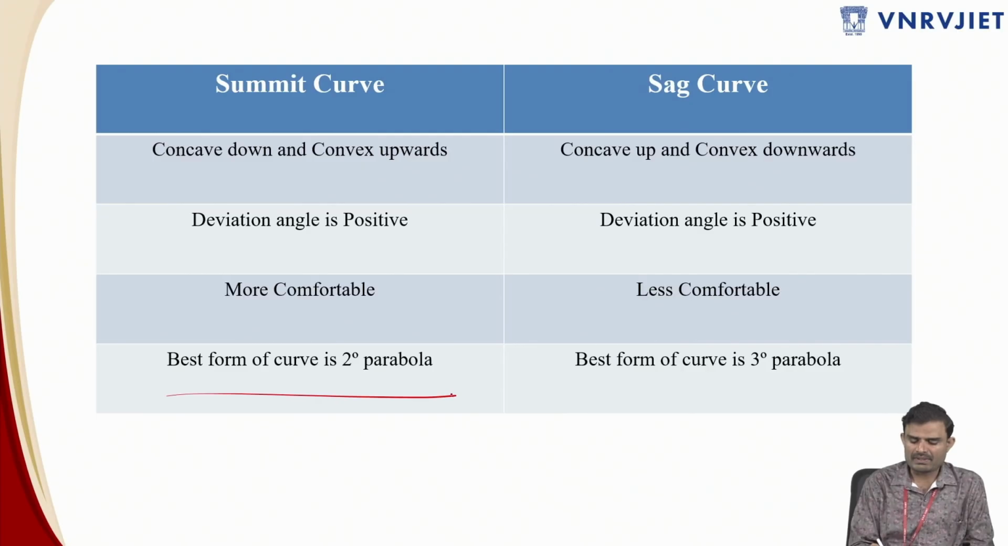And the best form of the summit curve is a 2-degree parabola. We have seen the best form of the circular curve. It is nothing but an arc of a circle. You can take any portion of the circular arc, and that is the best form of curve for a simple curve.